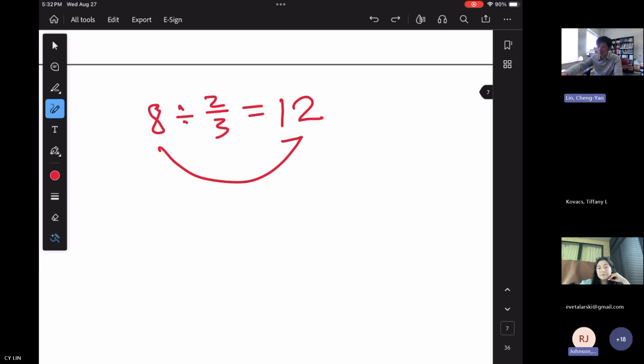Because you're taking a portion of the whole number. You're not dividing it by another whole number. You're dividing it by a portion of 8, like 2/3 of the number. 2/3 actually is a fraction. You're not dividing by a whole number. That's a different story, right?